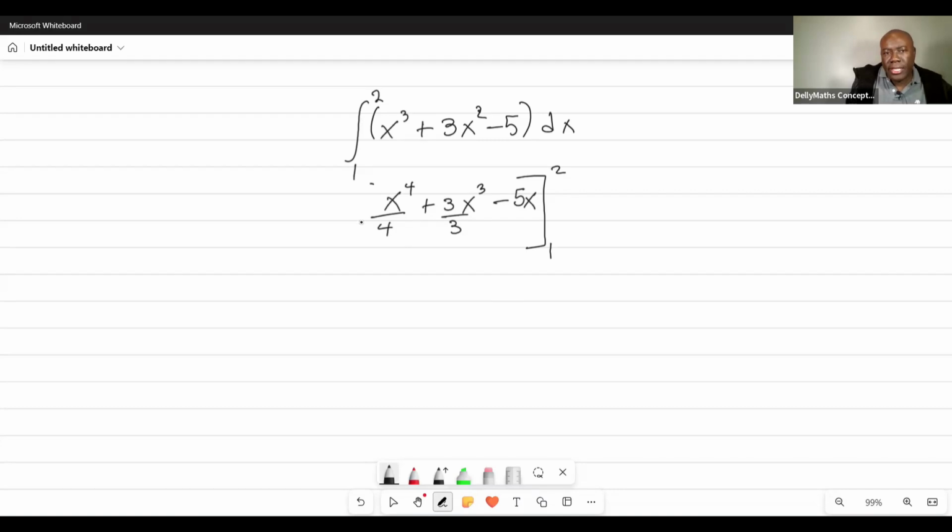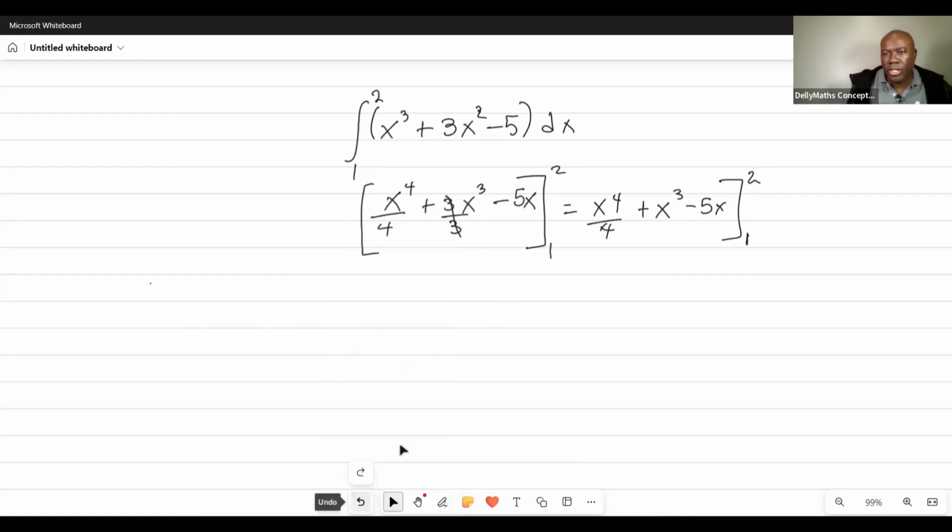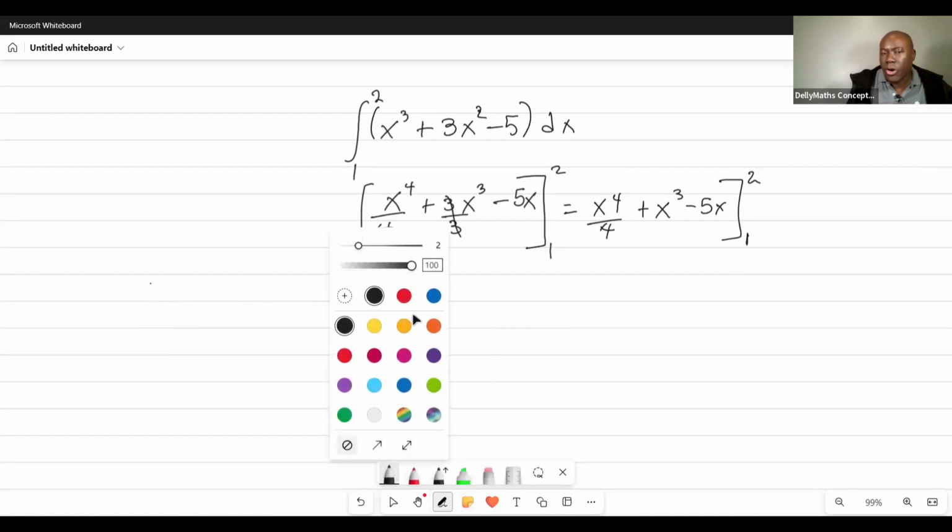All right? So let us take a look to see what we have here. So basically, let me just simplify this quickly. So this is actually x to the fourth over 4 plus x to the third, because the 3 will cancel there, minus 5x. And we're taking it from 1 to 2. All right, so at this time, what we want to do is we're going to substitute our upper limit and then subtract our lower limit.